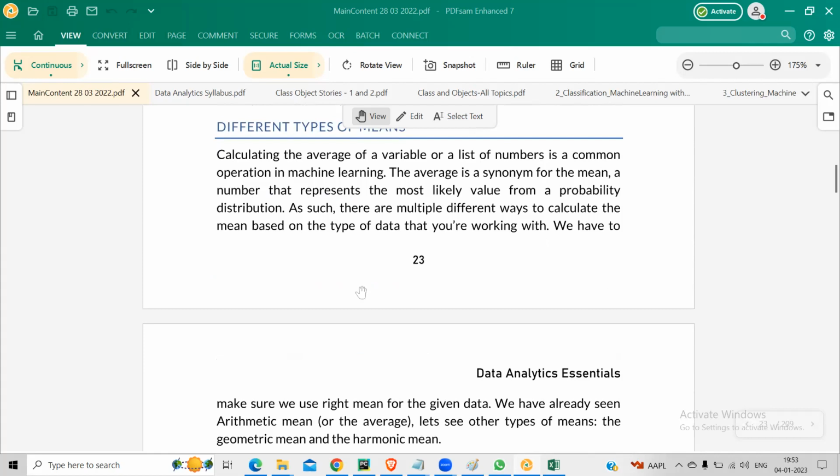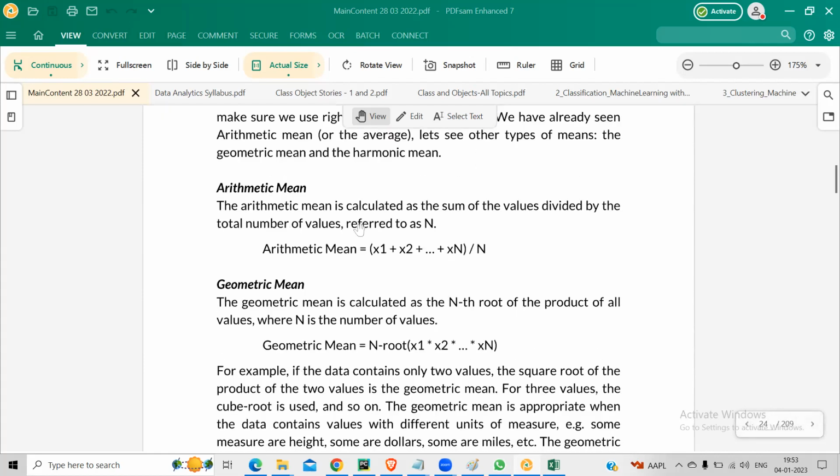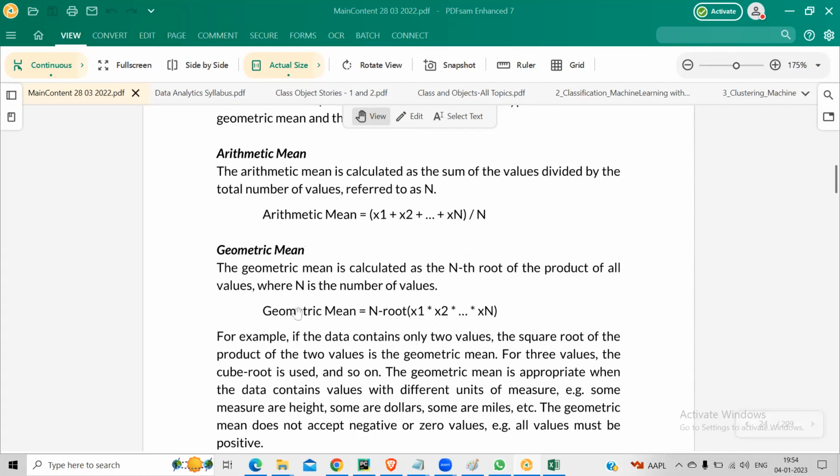Okay, so then we talk about different types of mean. What we did just now is called arithmetic mean. So we know the meaning of arithmetic mean: you want to find the average value, that's arithmetic mean. Then we have geometric mean. So how does geometric mean work? Geometric mean is the nth root of x1 into x2 and so on.